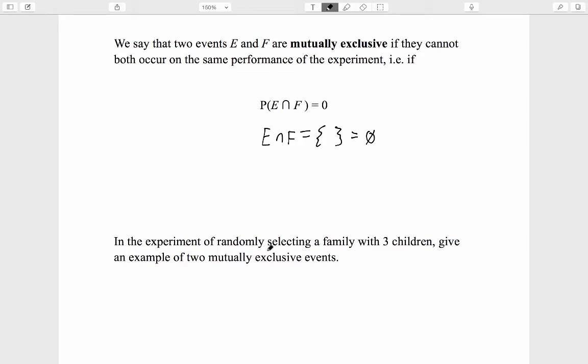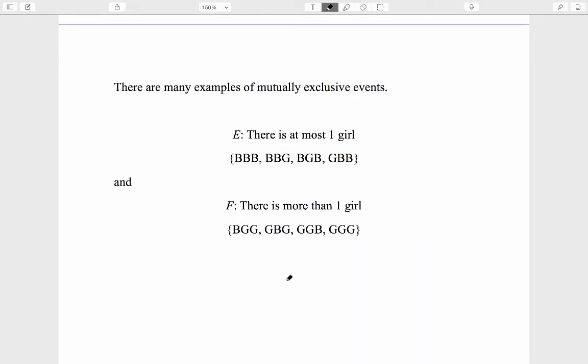In the experiment of randomly selecting a family with 3 children, give an example of 2 mutually exclusive events. Think about this definition and produce an example of 2 events that are mutually exclusive. There are many examples of mutually exclusive events. In one example, E is the event that there is at most one girl, and F is the event that there is more than one girl. It cannot simultaneously occur that the same outcome of the experiment has at most one girl, which means either no girls or one girl, and also has more than one. These cannot both occur. There is no outcome in both events at the same time.